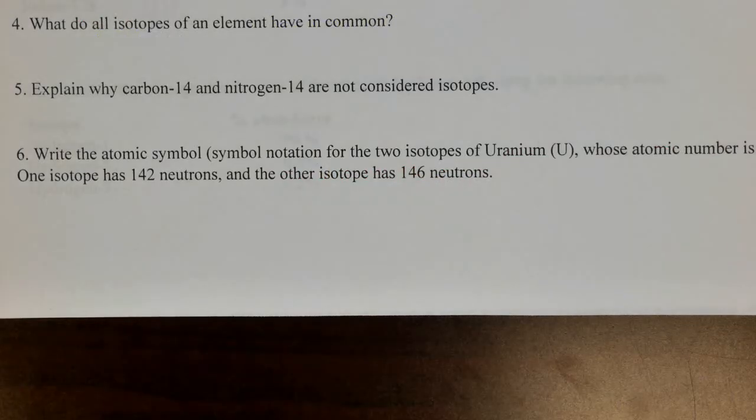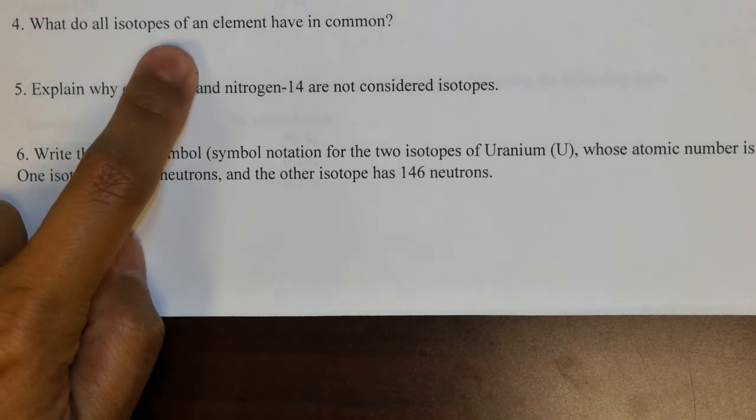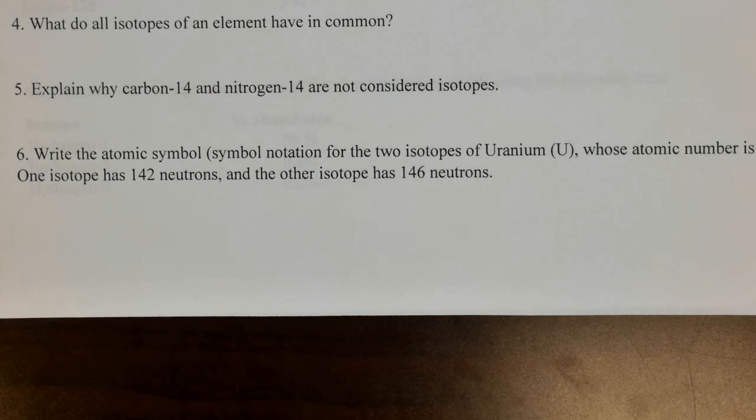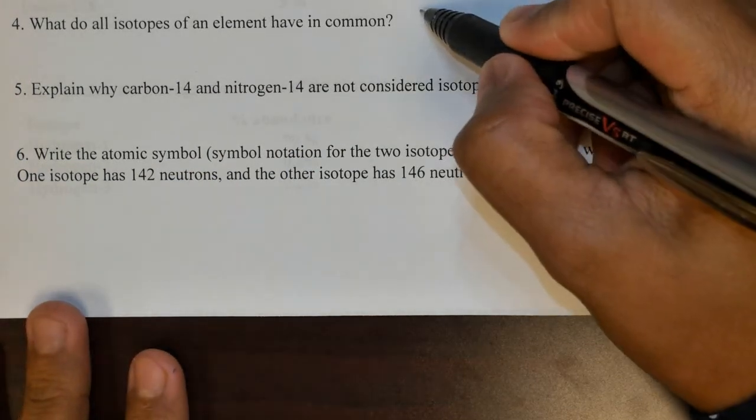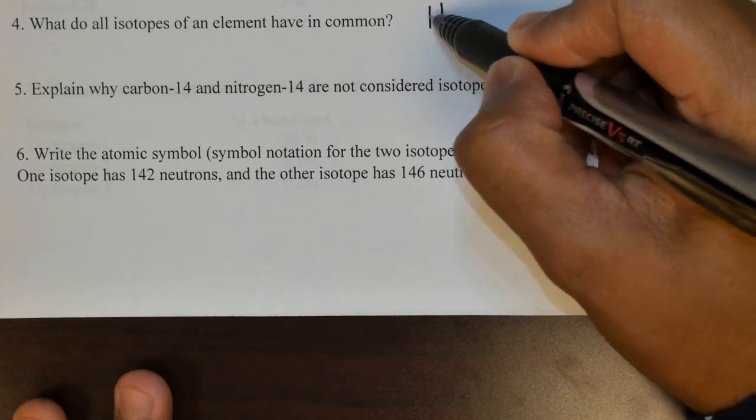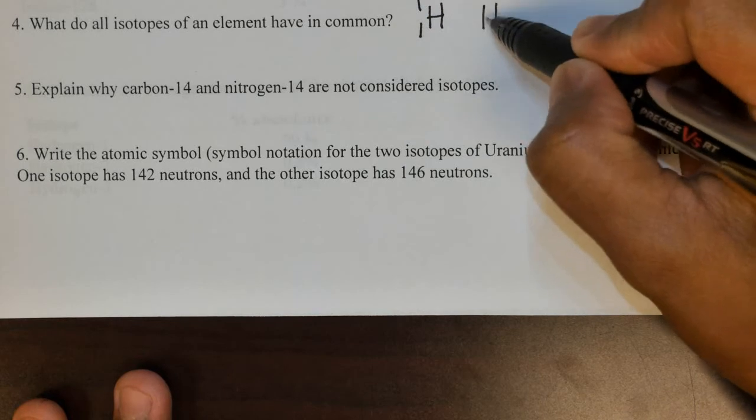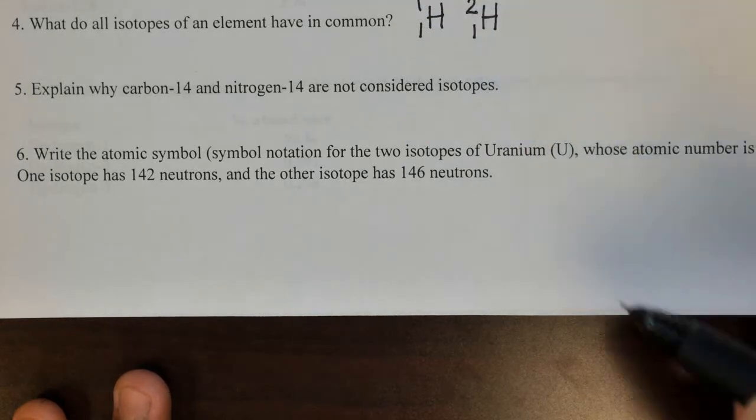Question number 4 is, what do all isotopes of an element have in common? So let me give you examples of isotopes, okay, and tell me what they have in common. I will give you the 3 isotopes of hydrogen. So you have hydrogen 1 and 1. So this is hydrogen 1. The second isotope of hydrogen is still a 1 there, of course. And the 2 on top, that's hydrogen 2.